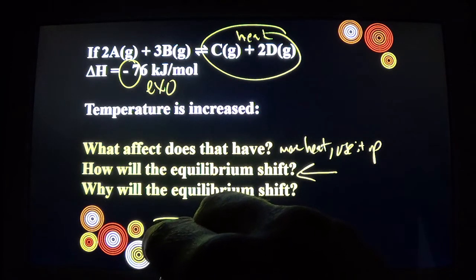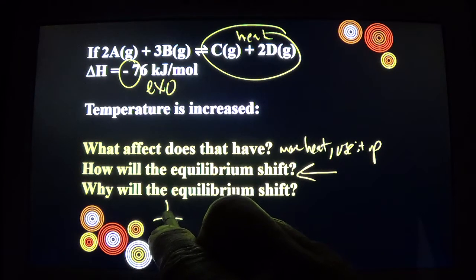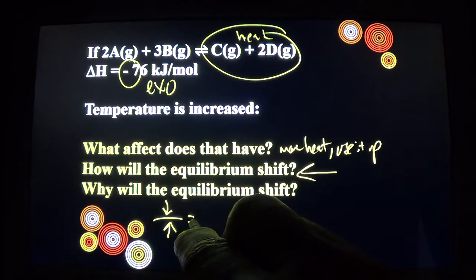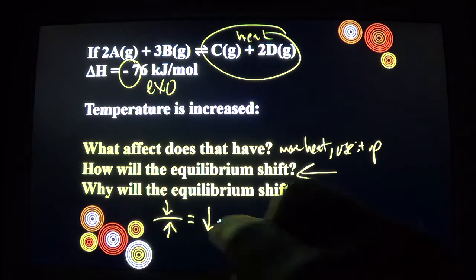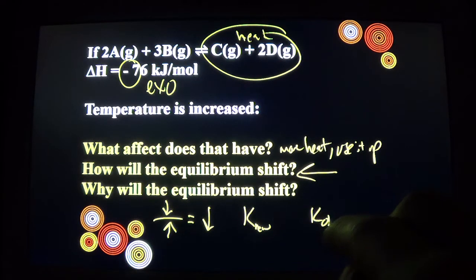Okay, I'm going to try this one last time and see if I can not flip it. We have less products. We're going to get more reactants. That's going to give me a smaller number. So when I compare my two K's, my new K is going to be less than my old K was. Woohoo! I actually got through that.